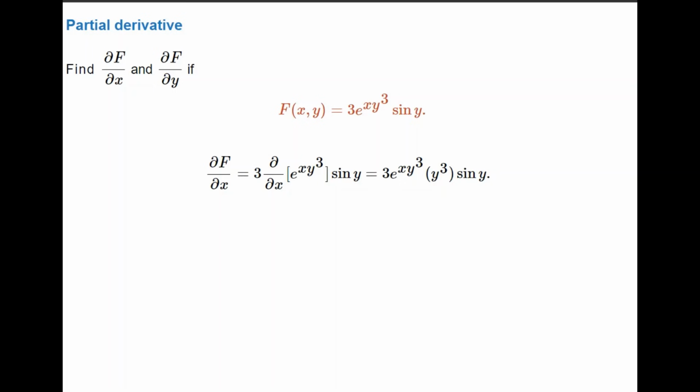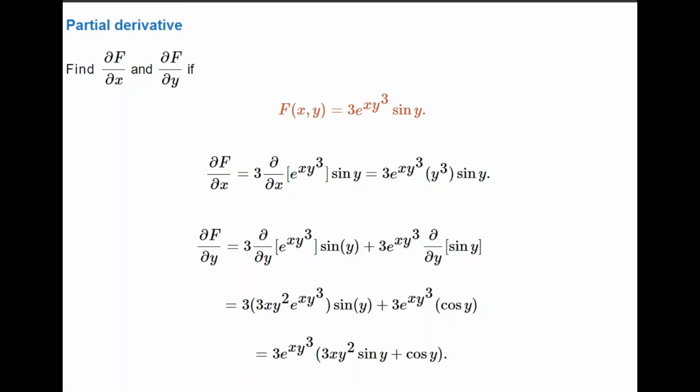So when we consider the differentiation of f with respect to y, we know that y is present in both of the terms, e to the x y cubed and sine y. So we will apply the product rule, and we will first differentiate the first term, e to the x y cubed, with respect to y, keeping sine y as constant, and then we differentiate sine y with respect to y, keeping e to the x y cubed as a constant.